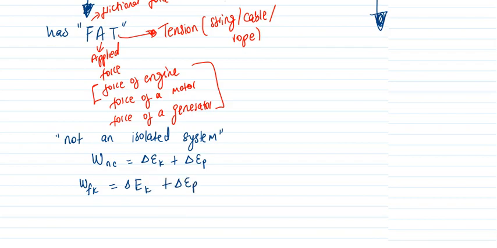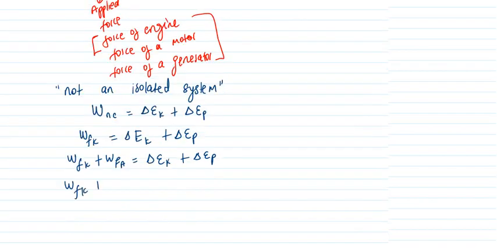What if there is friction and also applied force? Well, it's simple. You just write work done by friction plus work done by applied force equals change in kinetic energy plus change in potential energy. What if you have friction, applied force, and tension? It's also quite simple. You write work done by friction plus work done by applied force plus work done by tension equals the change in kinetic energy plus the change in potential energy. That's just what you should do there.